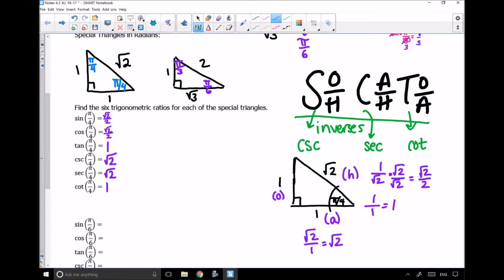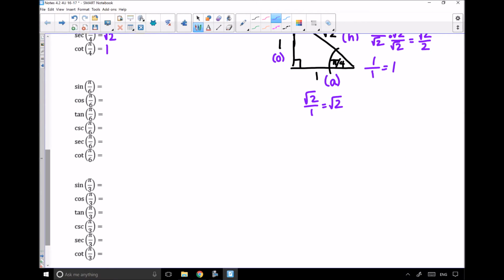Okay, these are all very important values that you need to make sure that you have memorized. All right, we're going to take a look at what happens if we have a pi over 6 angle in our triangle. So if I have a triangle that has an angle that is pi over 6, I'm going to draw this on the side over here. Okay, so if this is pi over 6, remember pi over 6 is just 30 degrees, okay?